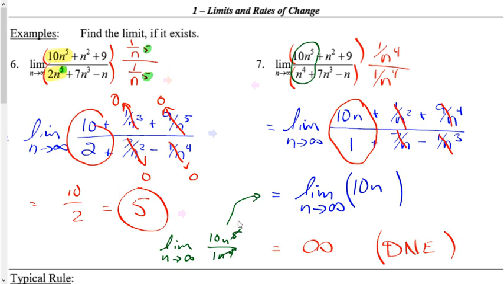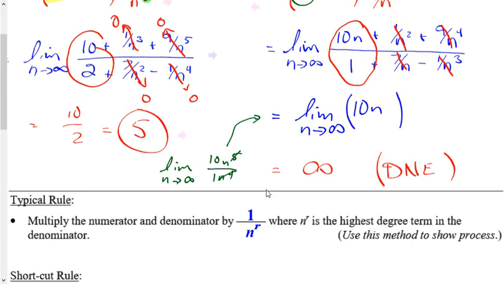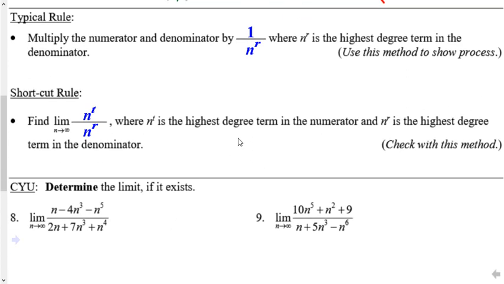That's a good way to check, but I'm expecting you to show this process. And there we go. So use the shortcut for checking. Use this longer method to actually show the process. And then we're on to check your understanding questions.